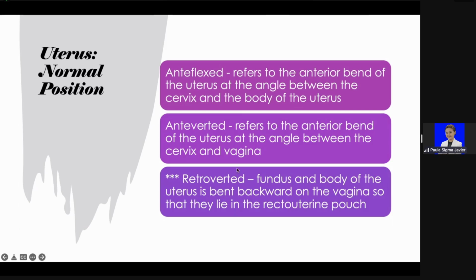Retroverted is a pathologic condition. The fundus and body of the uterus are bent backward on the vagina so that they lie in the rectouterine pouch. So parang nakahiga siya. In this case, it would be difficult for the patient to conceive because of the position of the uterus. This is usually diagnosed via ultrasound and is found in some patients who have difficulty conceiving.